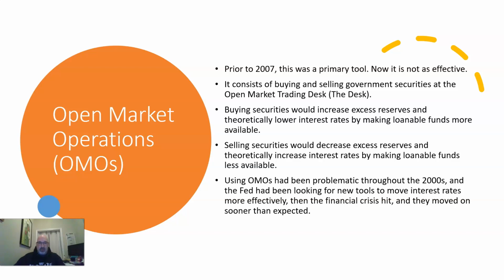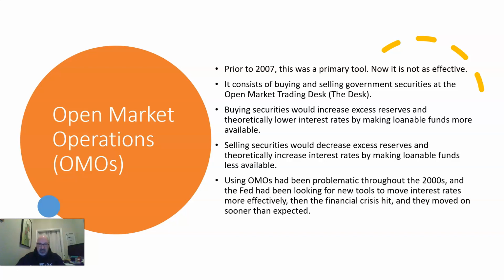And then open market operations. So prior to '07, this was a primary tool. Now it's just really not that effective. It doesn't change the interest rate as quickly or as much as the Fed would like it to. So that's a problem. So that consists of buying and selling government securities at the open market trading desk, which is also referred to as the desk. And this is also where all the transactions for repos happen. So just pointing out, repos and reverse repos happen at the desk.